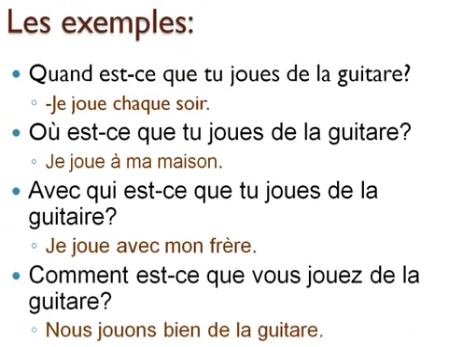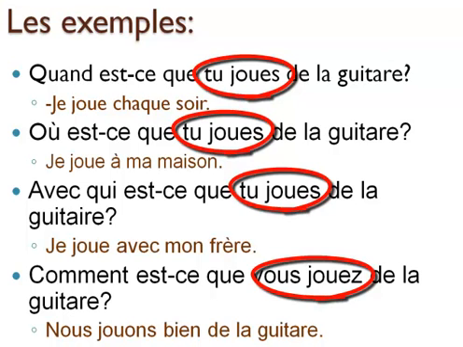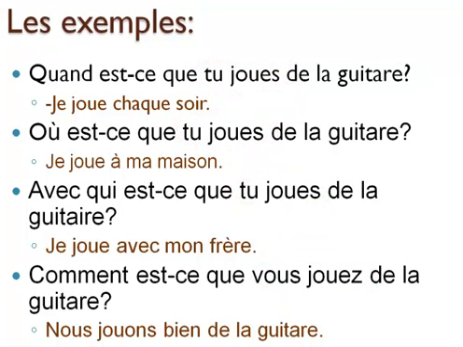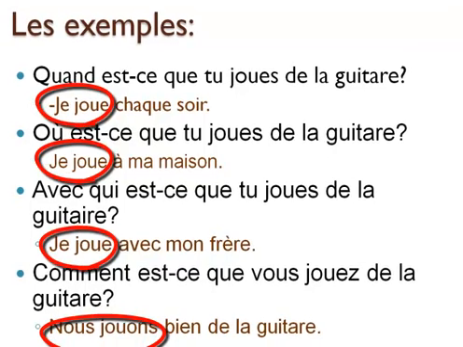Or, comment est-ce que vous jouez de la guitare? How do you all play? Or we would say, how well do you all play guitar? Notice this person answers, nous jouons. We play guitar well. Nous jouons bien de la guitare. I want you to take a close look at how the verbs in the question are conjugated to go along with tu, or in the fourth question, vous, and how the answers, the verbs, are in a different form. You have to pay attention to that subject-verb agreement.